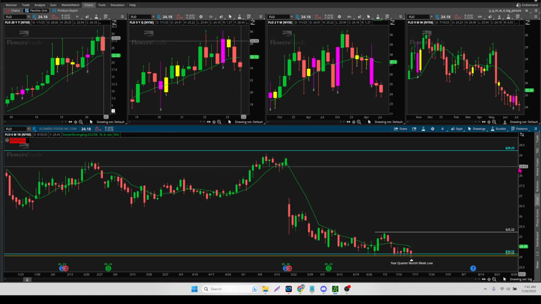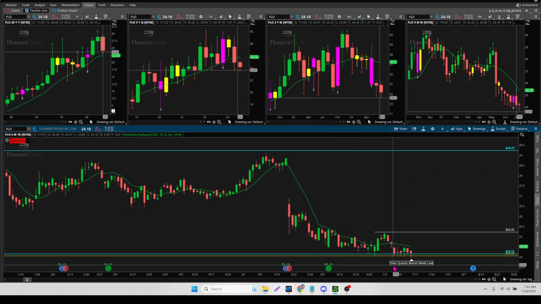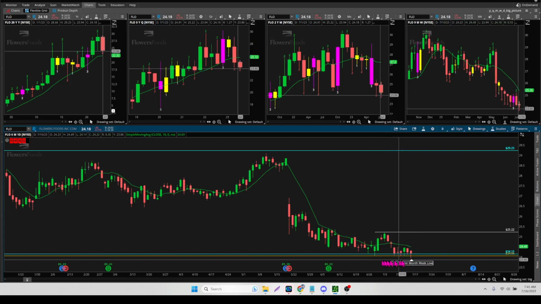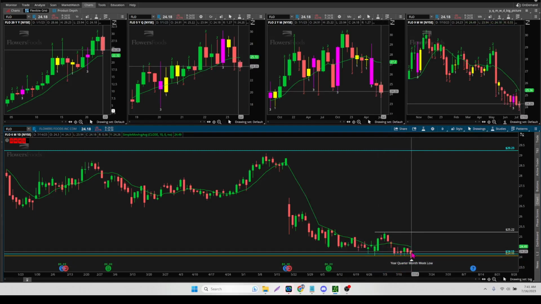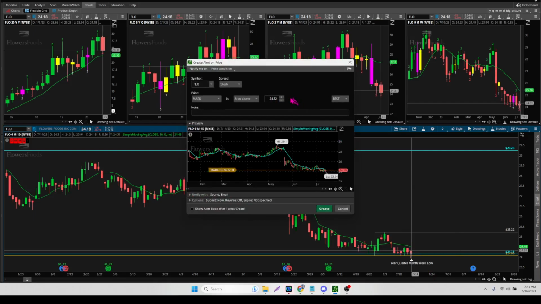What I do like though is when you look at this, that we have the year, the quarter, the month, and the week low all represented here right around the same area. So this is one too that if they bounce this thing up in the earnings, I want to trade this trade back up all the way to previous high on the year. So I'm going to set an alert here.